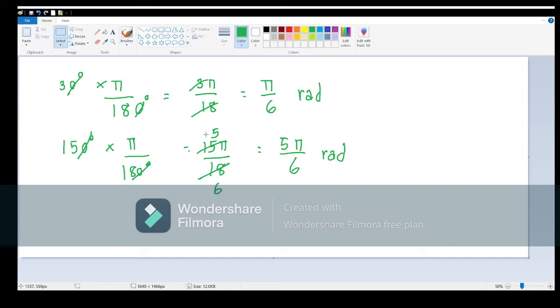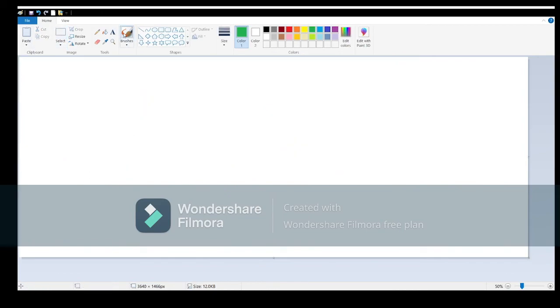Okay, so now we know how to convert degrees into radians. So the next step is, how do we convert radians into degrees? Now let's see an example. Let's say we have 4 pi over 3. To convert it to degrees, we would have to multiply it by 180 over pi. So cut pi first, and then after doing all the calculation, we're going to get 240 degrees.